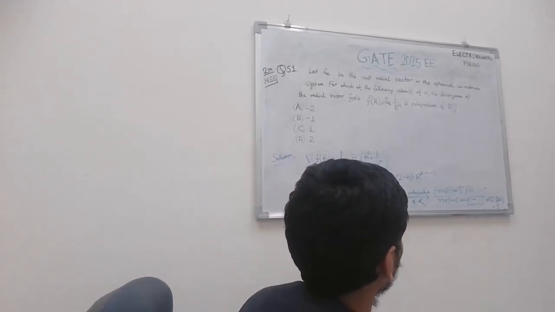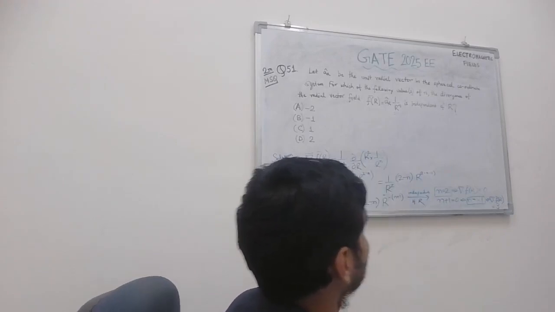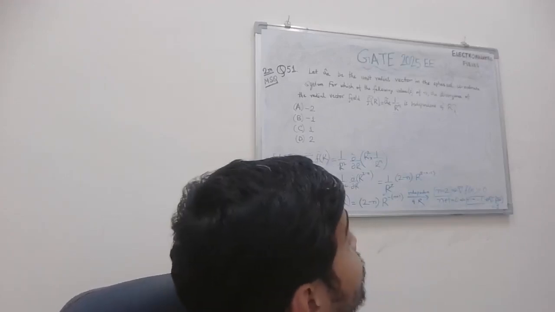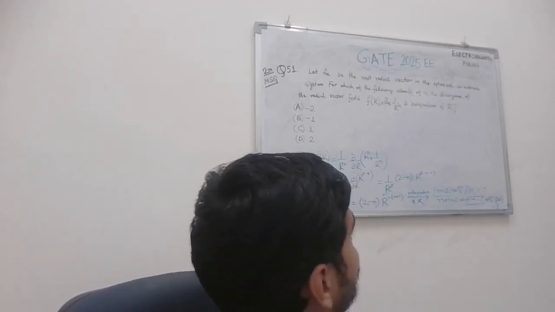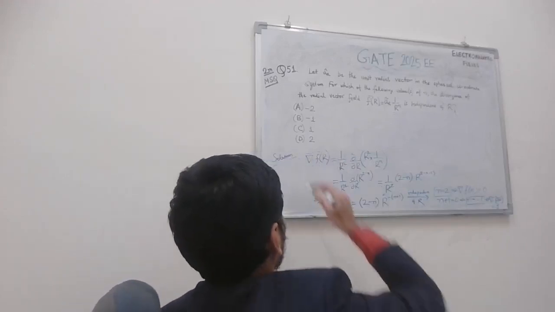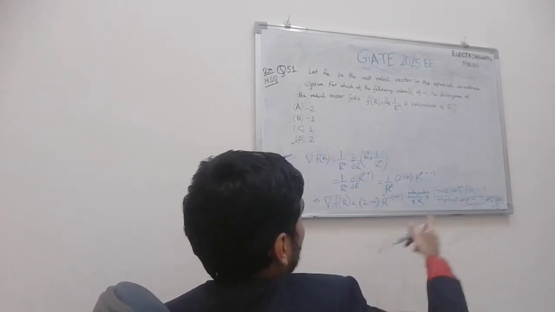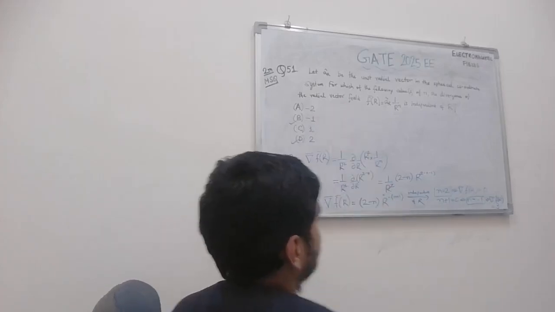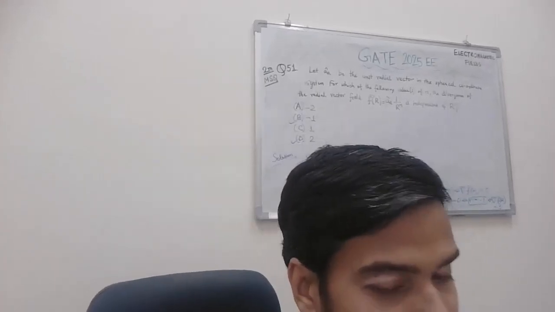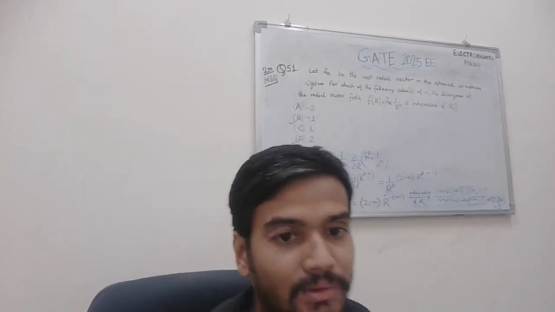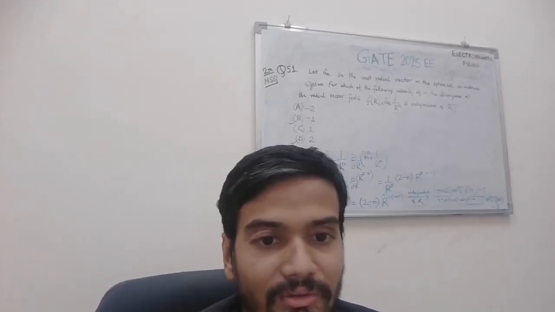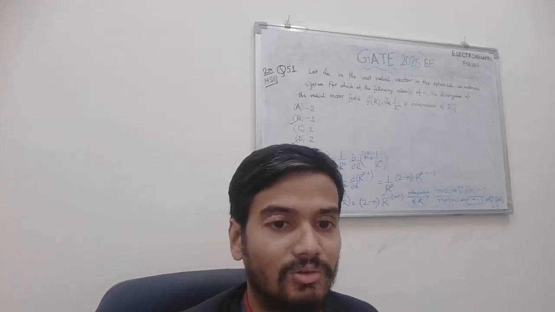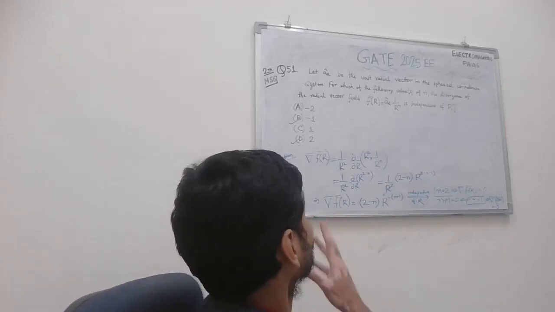So the two values of n that are making the divergence of the radial vector field independent of r are 2 and minus 1. So it's options D and option B. So right answers for this question are options B and D. It is a multiple select question having more than one correct answer. So accordingly we have got options B and D.